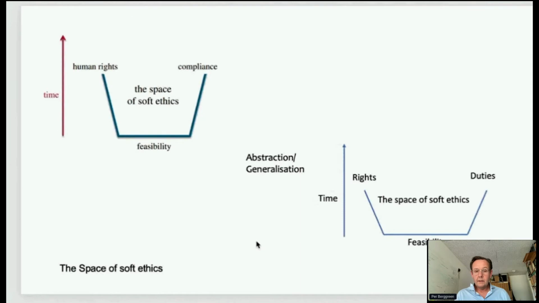Just copied this nice little model to illustrate Floridi's model on human rights and compliance. And if we abstract it, we could say that it's about rights and duties. And then we have the space of soft ethics that is based on what is feasible today and tomorrow and next year, and what is not contained or constrained by the law or hard ethics. So this is the space of soft ethics.